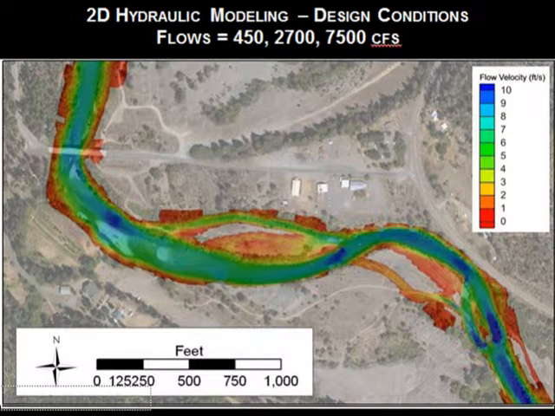This shows 7,500 CFS, when we're in flood stage, where the velocity in the side channel is still appropriate at around 1 to 2 feet per second, while the main stem is all the way up to 7 feet per second, which would be way too fast for juvenile rearing. Yet the side channel would still be flowing at an appropriate rate.